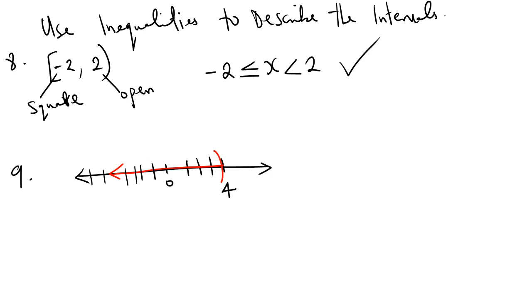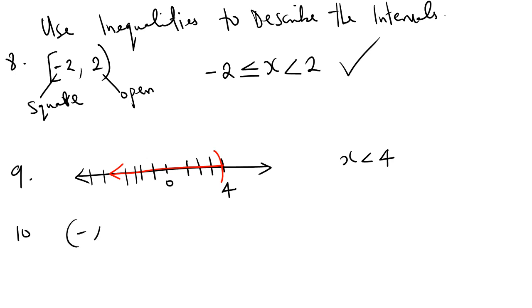Again, here it means all the numbers that are less than 4, because it's going to the left of 4. So this is x is less than 4. All real numbers less than 4. All right, I think this is good enough. Let's do another one. Number 10.